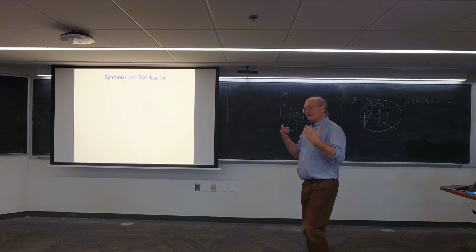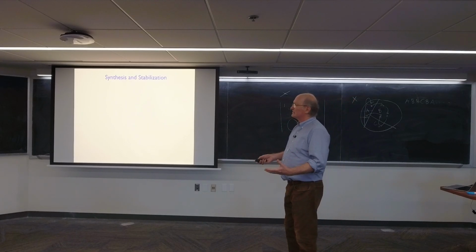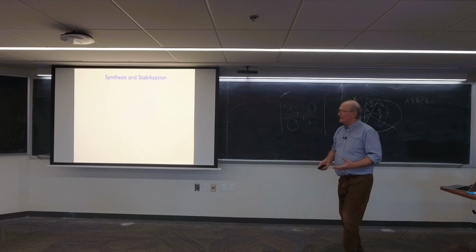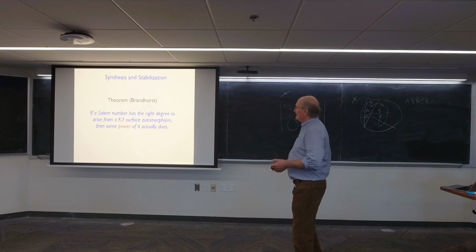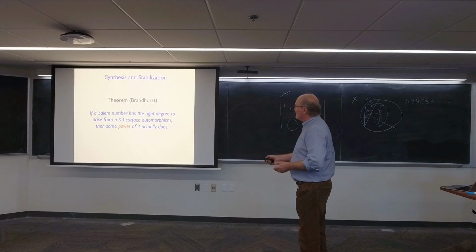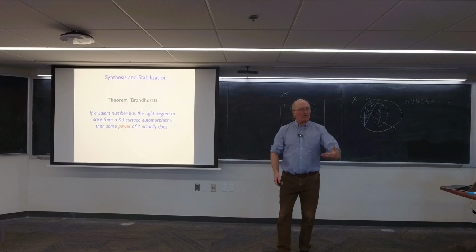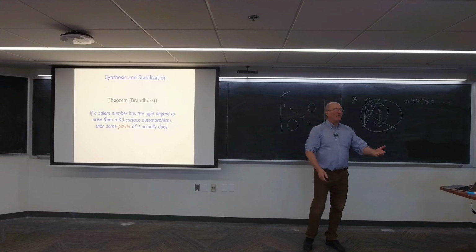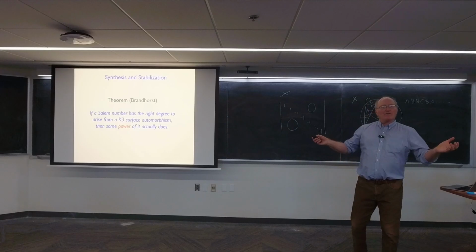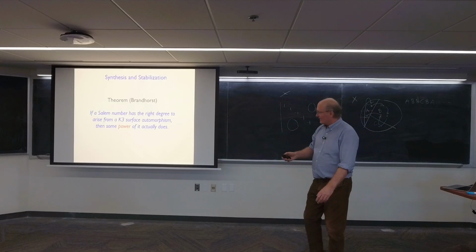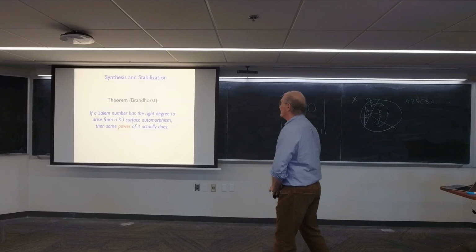But the theorem uses an idea that I like to call stabilization. So you don't try to answer the absolute hardest form of the question. You allow yourself a little slack. So here's his theorem. If a Salem number has the right degree that it can arise from a K3 surface automorphism, then you can take a power of it and realize that power. And so you might not know all the Salem numbers that arise, but you know all the fields that arise because lambda and these powers will typically generate the same field.